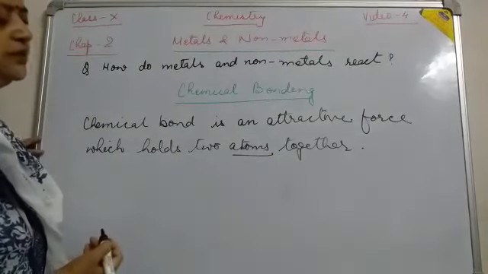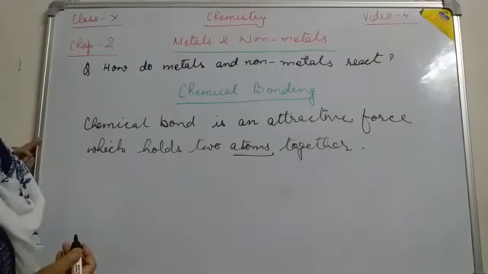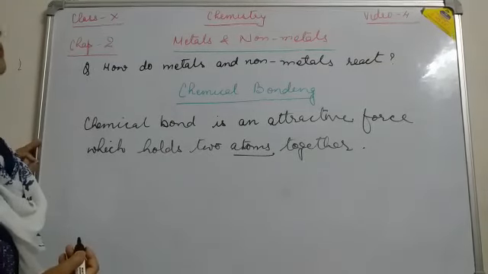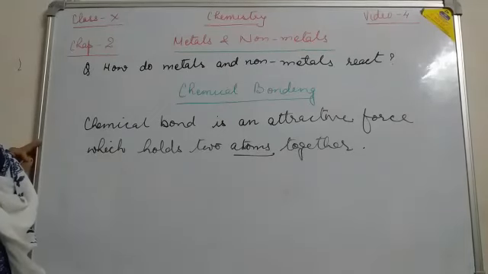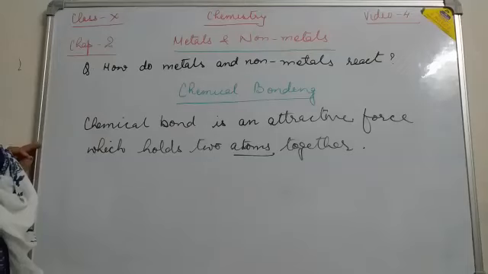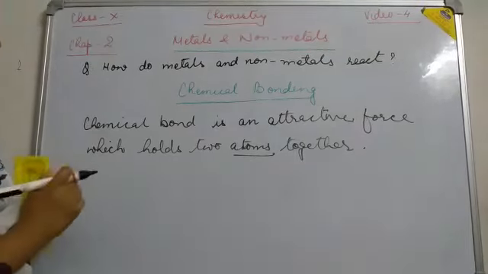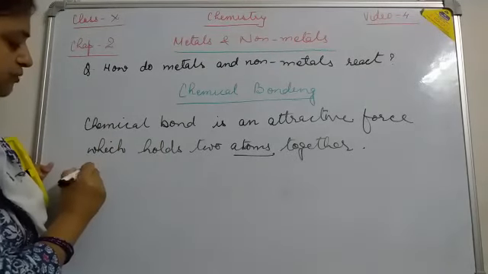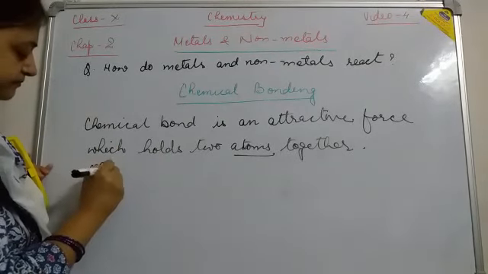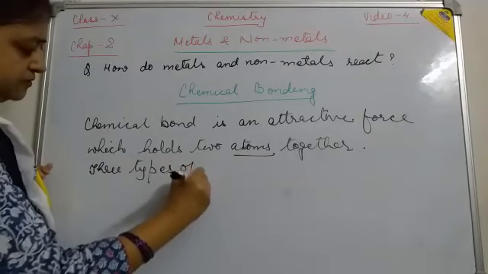Atoms, when they lose electrons, become positive ions, and when they gain electrons, they become negative ions. So how do they react? To know the reaction between them and how their structures are, we must understand the chemical bonding between them. There are 3 types of chemical bonding.